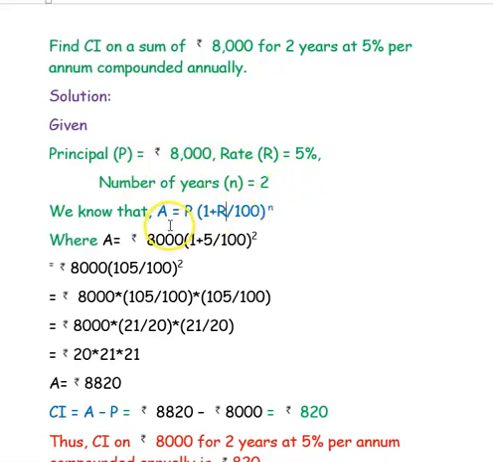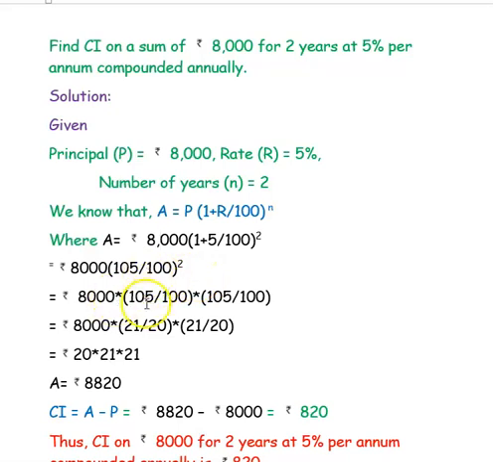We know that the amount in compound interest is A equal to P into 1 plus R divided by 100, to the whole power n, where R is the rate of interest and n is the number of years. Now all the values are given, so we are going to substitute directly. A equal to P, rupees 8,000, into 1 plus rate of interest 5 divided by 100, the whole square, because n is 2. Now we are simplifying this. 8,000 into 100 plus 5 is 105, divided by 100, whole square.